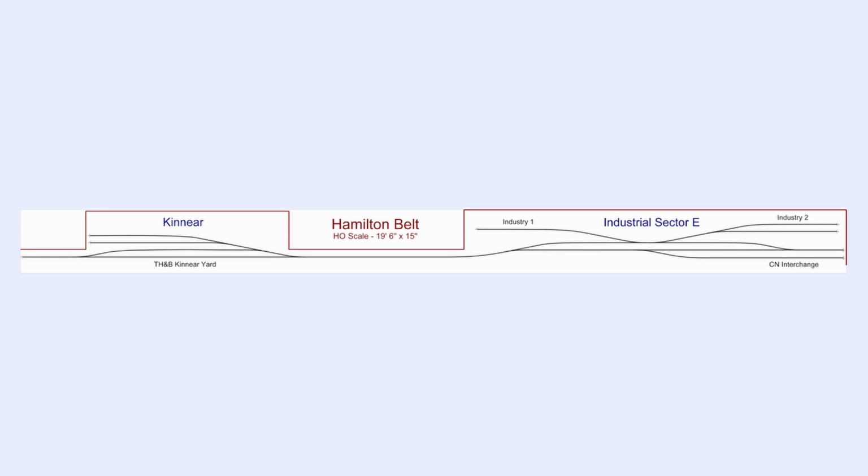And I can interchange with the CN. You can see here I have an interchange track. Now, I don't know if the TH and B actually interchanged with the Canadian National, even though they both shared the same area and they both had tracks in the same area. But it seemed plausible, and I figured, well, it's another type of operation I can include. So I thought that was cool. And I always wanted to have an interchange on my layout. Connects to the rest of the world, so to speak. So I thought this was a great little layout to build and get all these different types of operations in.